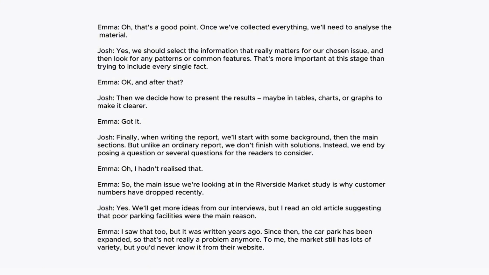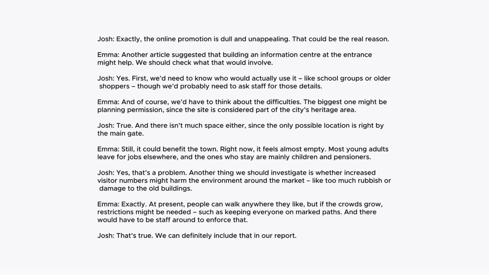To me, the market still has lots of variety, but you'd never know it from their website. Exactly. The online promotion is dull and unappealing. That could be the real reason. Another article suggested that building an information center at the entrance might help. We should check what that would involve.